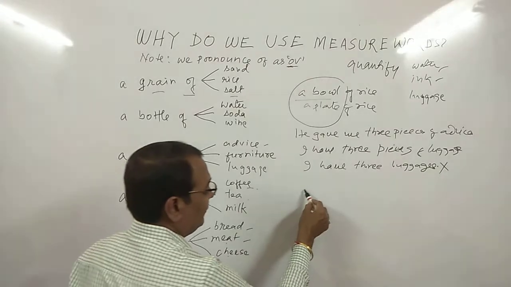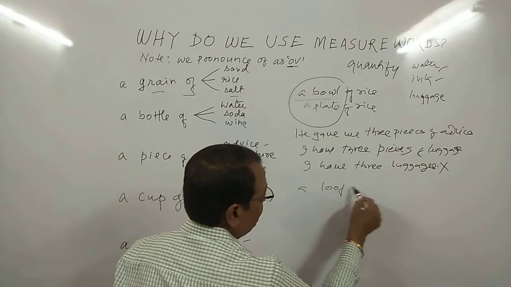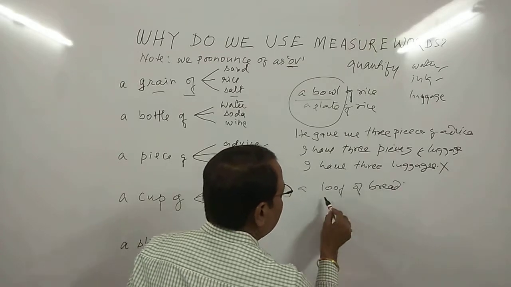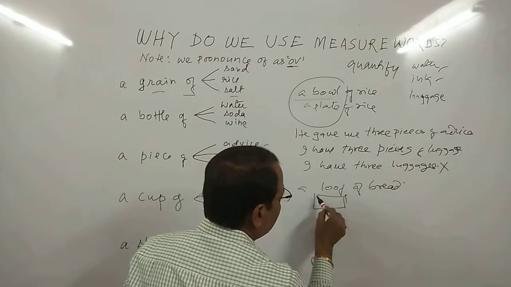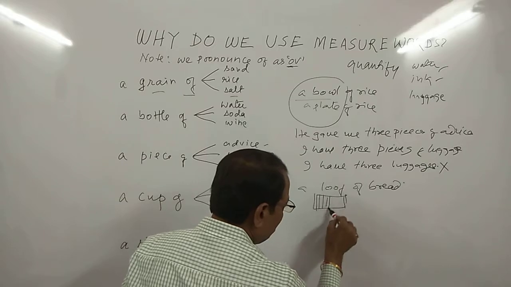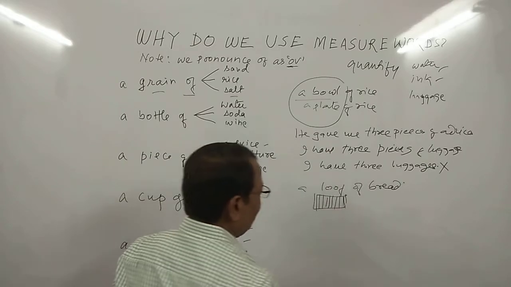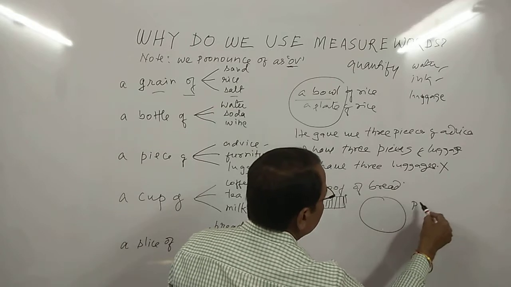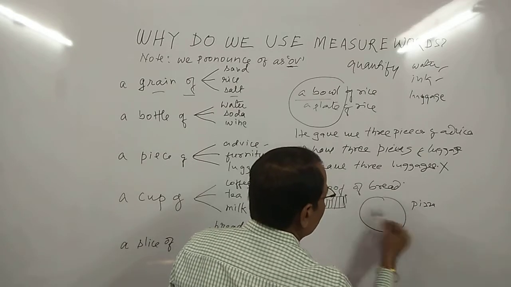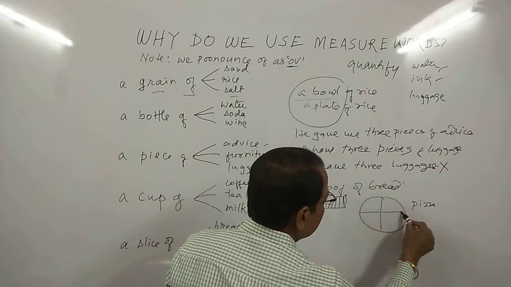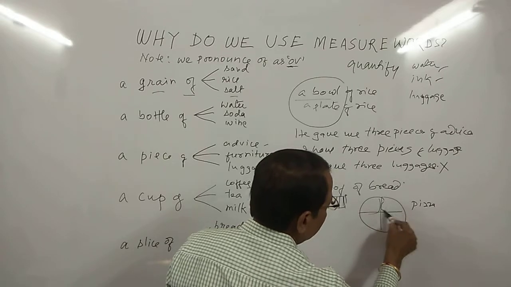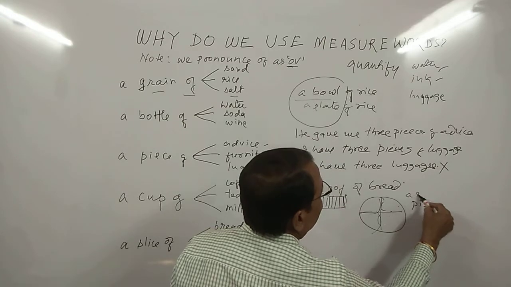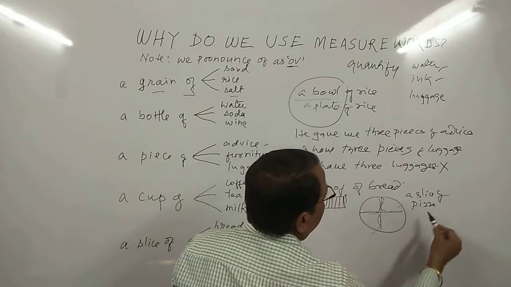You say a loaf of bread, right? Then that loaf of bread is cut into so many slices. A similar situation is with pizza. When you are eating pizza, in a smaller pizza, you say there are 4 slices, a slice of pizza. So the language is a slice of pizza.